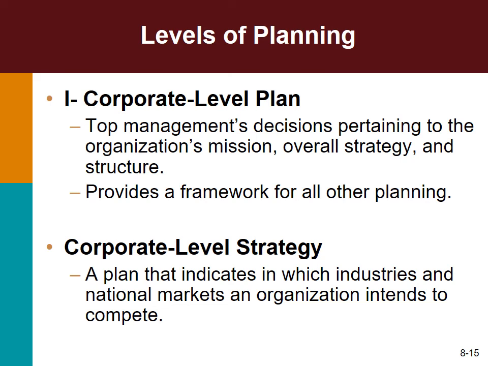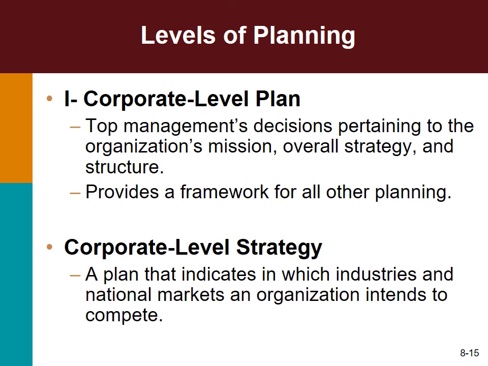Okay, then the last thing we need to discuss is the levels of planning. As we have seen on the chart before, we have the corporate level plan. The corporate level plan is the plan set at the top of the organization, top management decisions pertaining to the organization's mission, the organization's overall strategy and structure, and it provides a framework for all other planning. This is the plan provided by the top managers of the organization. It determines the organization's mission, overall strategy, and overall structure. The corporate level plan provides a framework for all other planning.